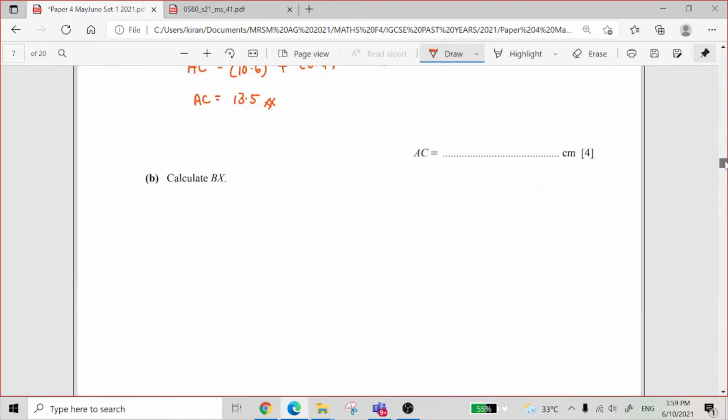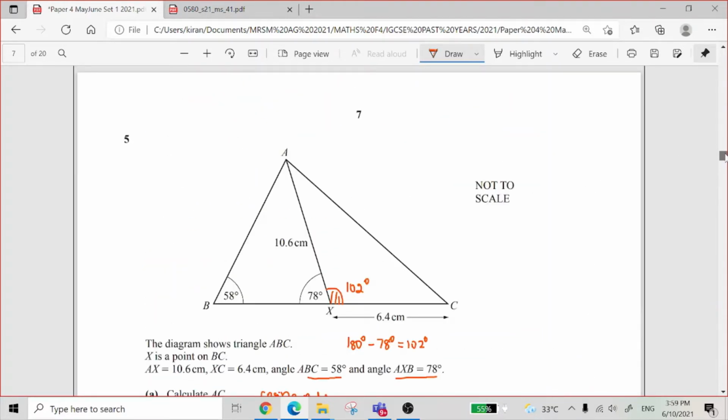We get to question B. Calculate Bx. Okay, as we can see here, we have Bx and the length here. Then given for this triangle, we have the angle and its opposite length. Since we have this part, we can choose the sine rule.